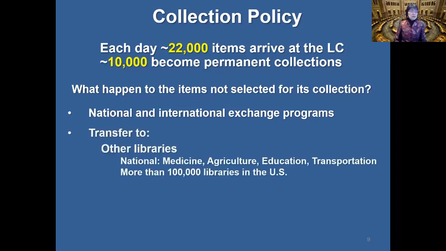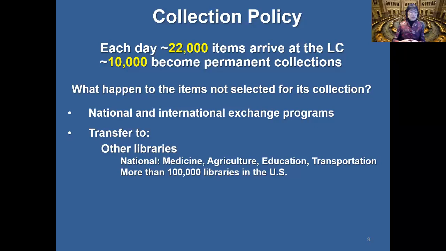Or they could transfer to other libraries. You know, there are 4 national libraries that are not inside the Library of Congress. Medicine, I used to work at NIH, so the National Library of Medicine is inside the NIH campus. Then we have agriculture, education and transportation. So if books belong to these 4 categories, they will be sent to those libraries.